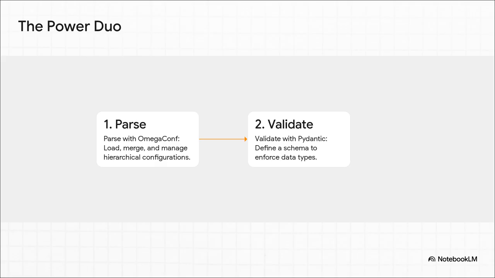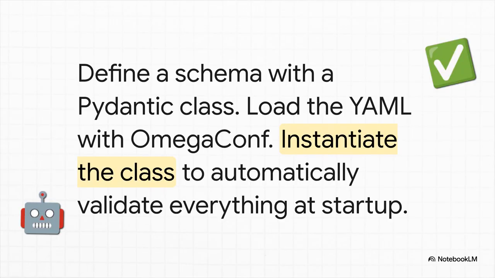Then you have Pydantic, which acts like a tough but fair security guard, making sure the configuration your code actually gets is exactly what it expects. No more surprise strings when you are expecting a number. And the pattern here is so simple, but so powerful. You basically define your rules, your schema, using a Pydantic class. Then you tell OmegaConf to load your YAML file, and Pydantic instantly checks that data against your rules the second your app starts. It's all done for you automatically.